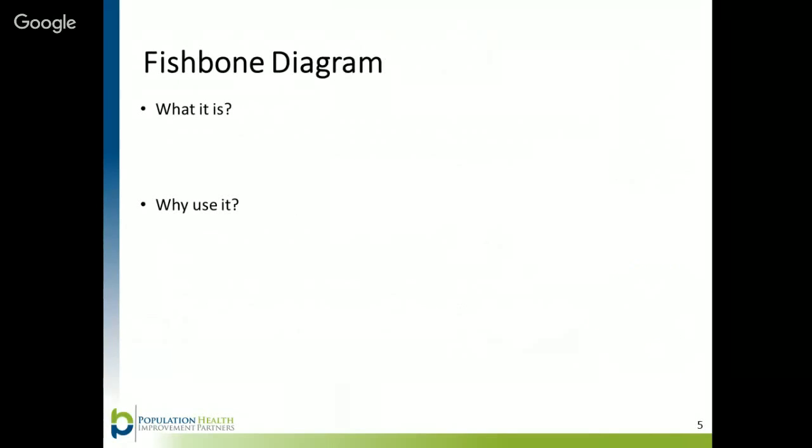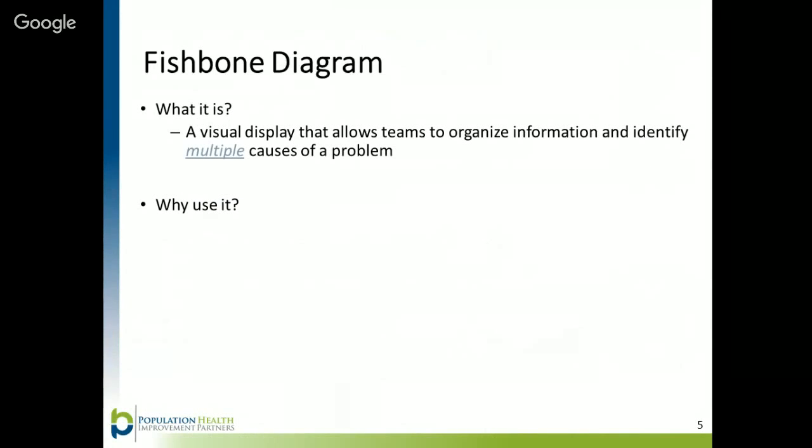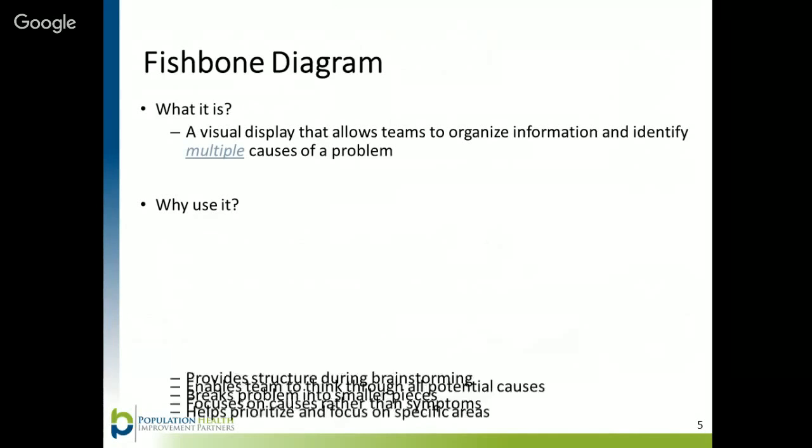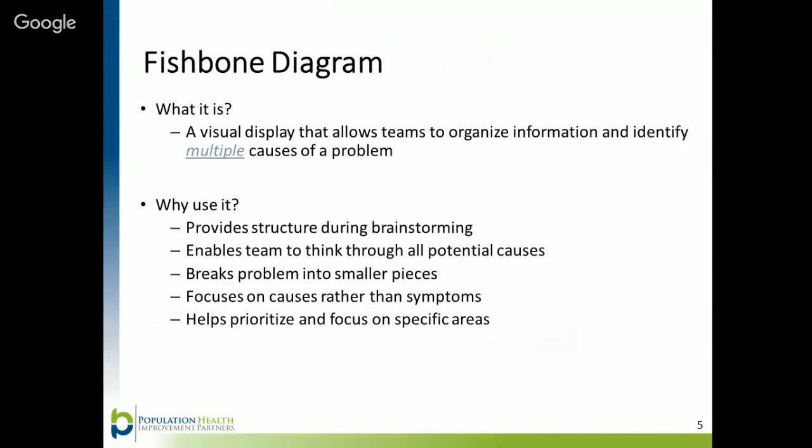The fishbone diagram, also known as the Ishikawa diagram, is a tool used to identify root causes. It is a visual display that allows your team to organize information and identify multiple underlying causes of a problem. It is used to provide structure to brainstorming sessions, enable your team to think through all potential causes of a problem, break problems into smaller pieces, focus on causes rather than symptoms, and prioritize and focus on specific areas.